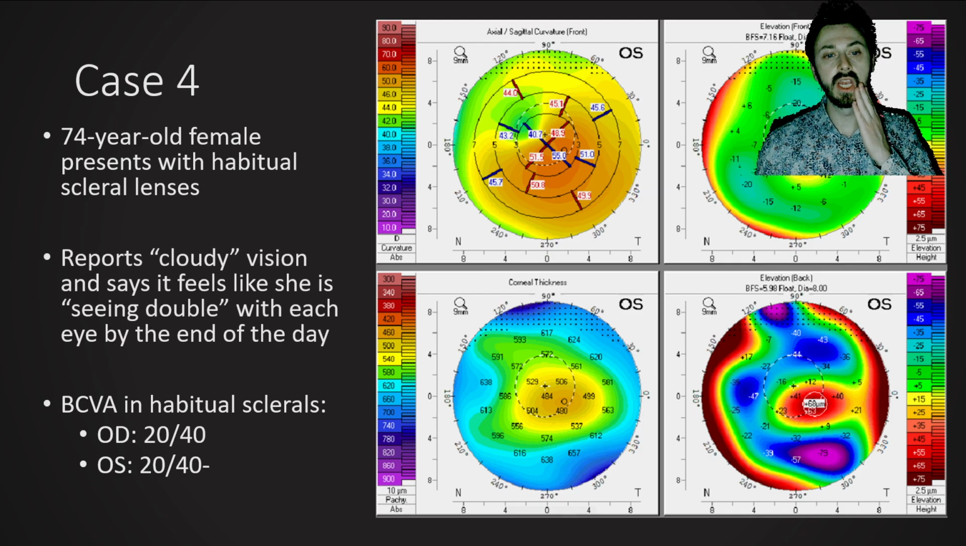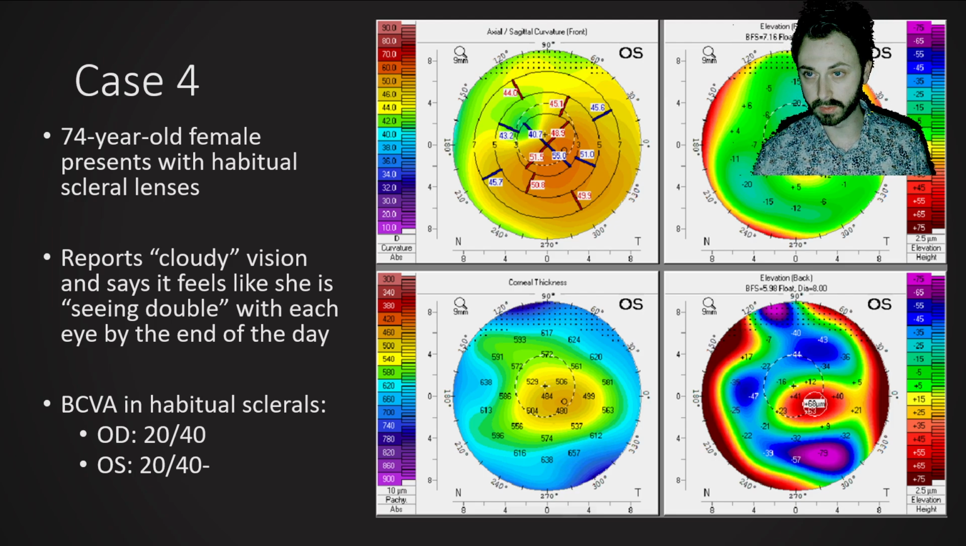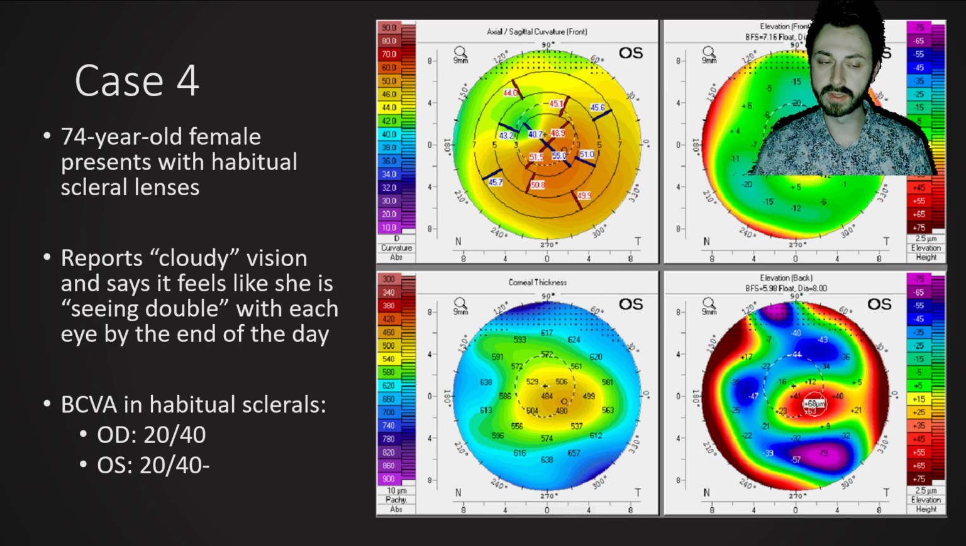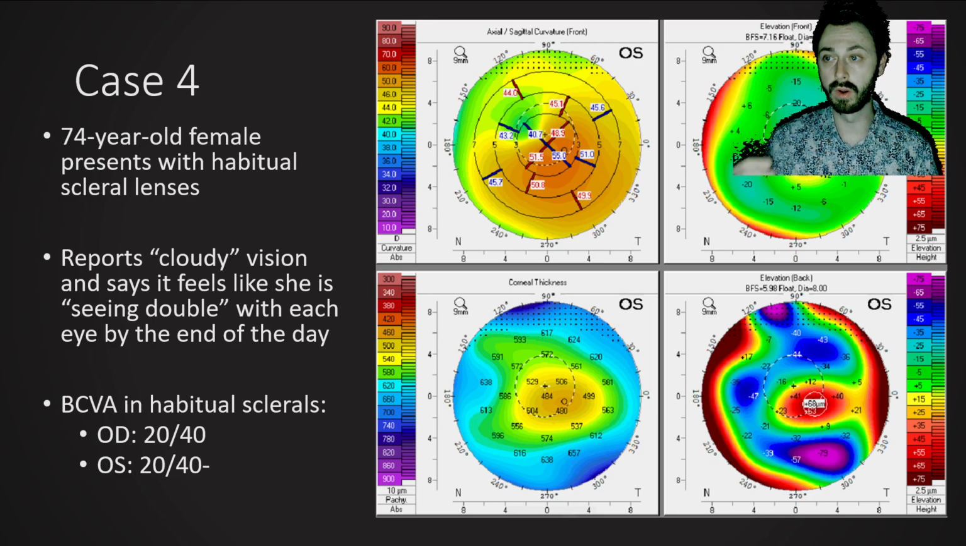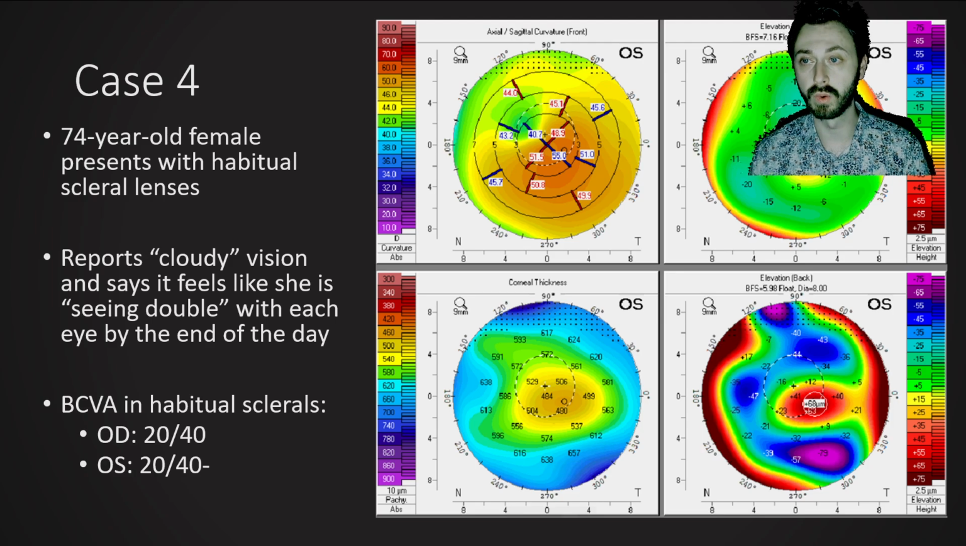She says she has cloudy vision, and it feels like by the end of the day, she's seeing double with each eye individually, when she covers each eye individually. She says that she feels that the quality of her vision is dramatically degraded. And she was pretty savvy. She came to us knowing that higher order aberrations were probably the cause of visual complaints. So she was very interested in how to address these and reduce higher order aberrations.